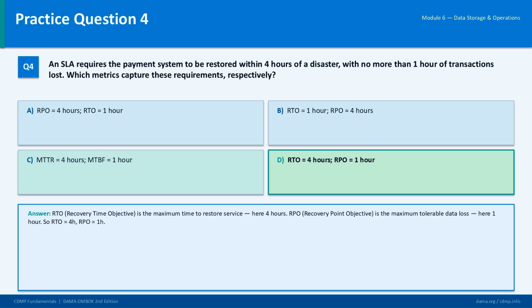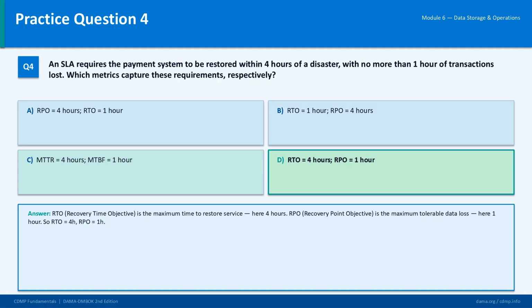Question 4. An SLA requires restoration within 4 hours and no more than 1 hour of lost transactions. Which metrics? The answer is D, RTO equals 4 hours, RPO equals 1 hour. RTO is the time to restore service, RPO is the tolerable data loss. Remember, the wrong options swap them or use unrelated metrics like MTTR and MTBF.